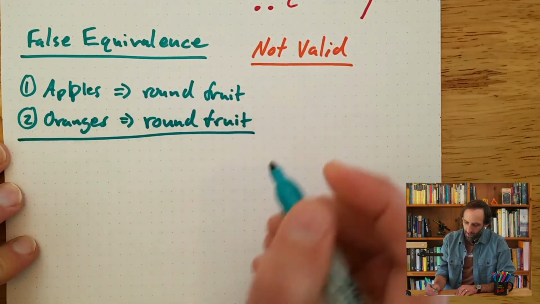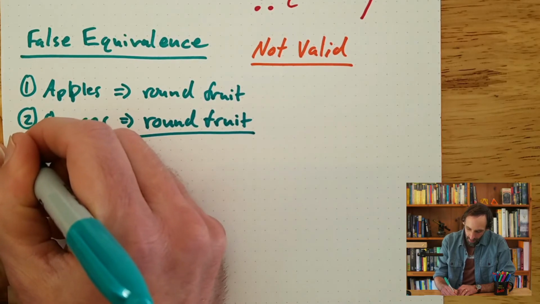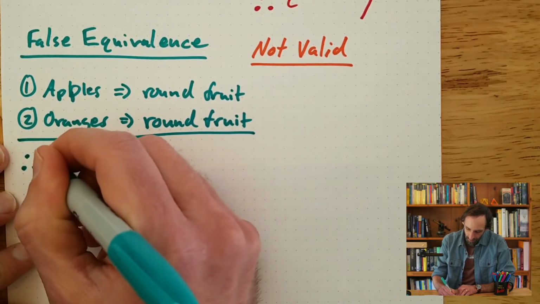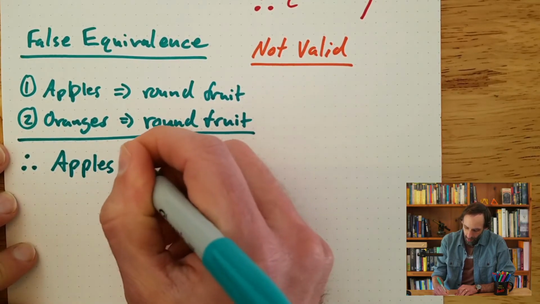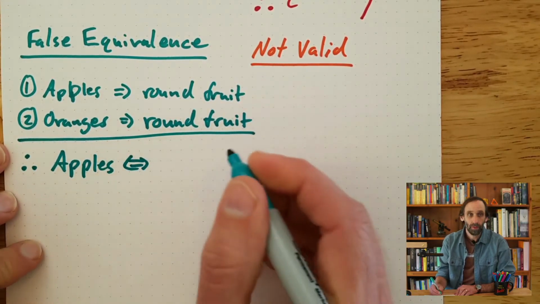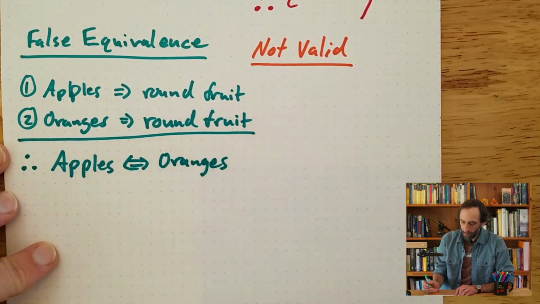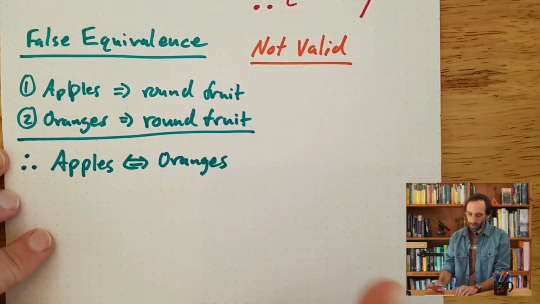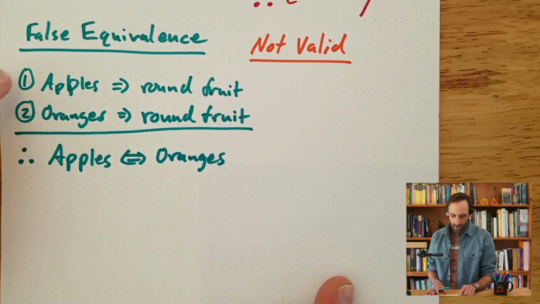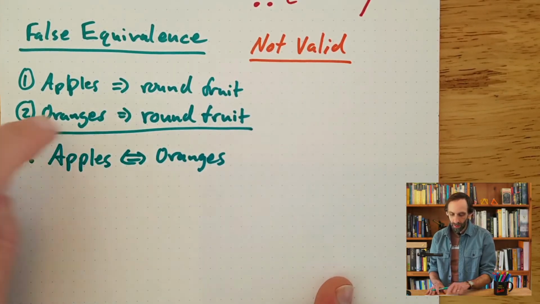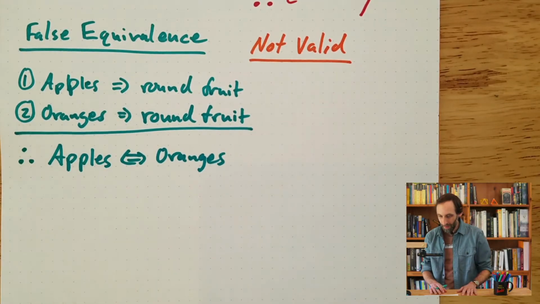And if you're making a false equivalence, you might say, okay, well, that means, therefore, apples and oranges are equivalent. They're the same thing for the purposes of whatever situation you're looking at. So this is obviously not valid, right? Just because apples are round fruits and oranges are round fruits does not make apples and oranges the same thing.